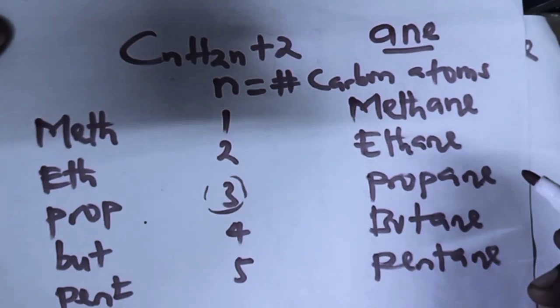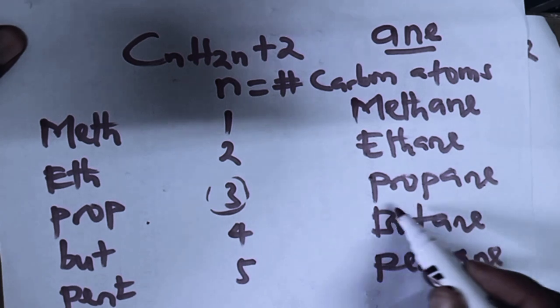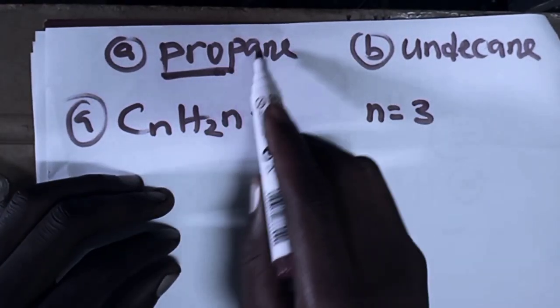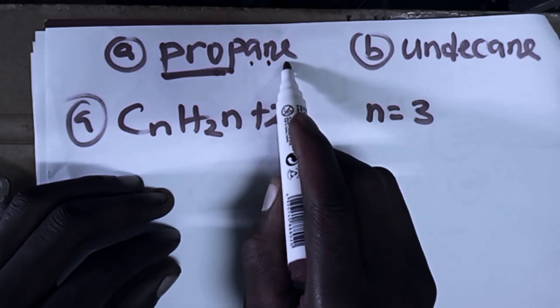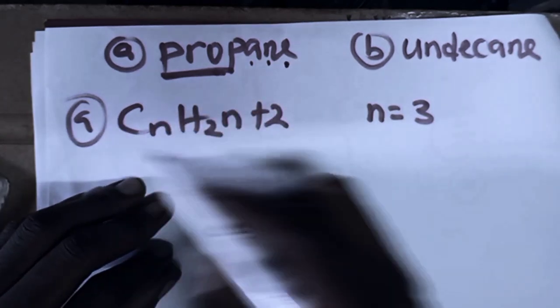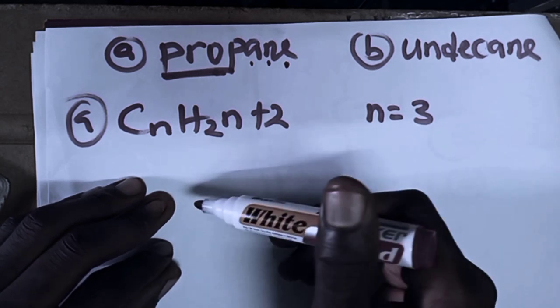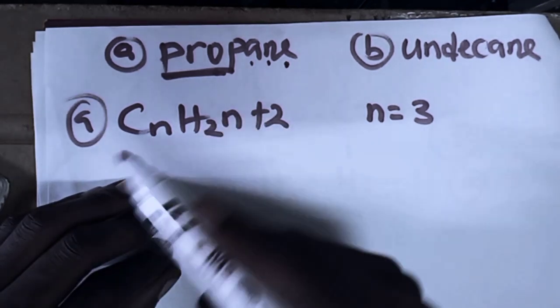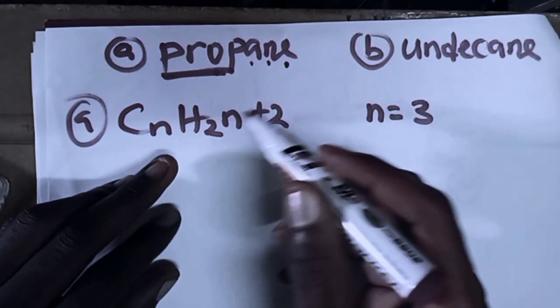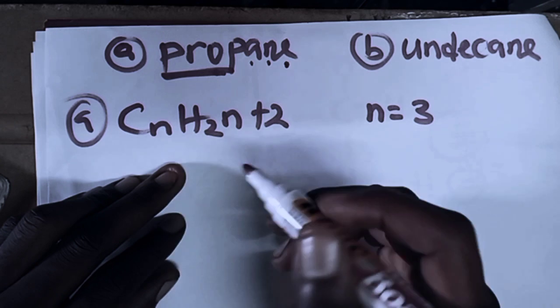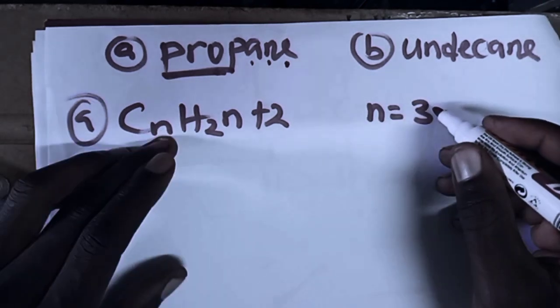Whenever you have a name, for example this name, what is the first thing that you need to do? ANE means it is an alkane, meaning the formula for alkanes is this one. They all have different formulas. Alkanes, alkenes, alkynes, alcohols, acids, they have different formulas. So this one will help us to know how many carbons are there. So it is 3, and the formula is there.